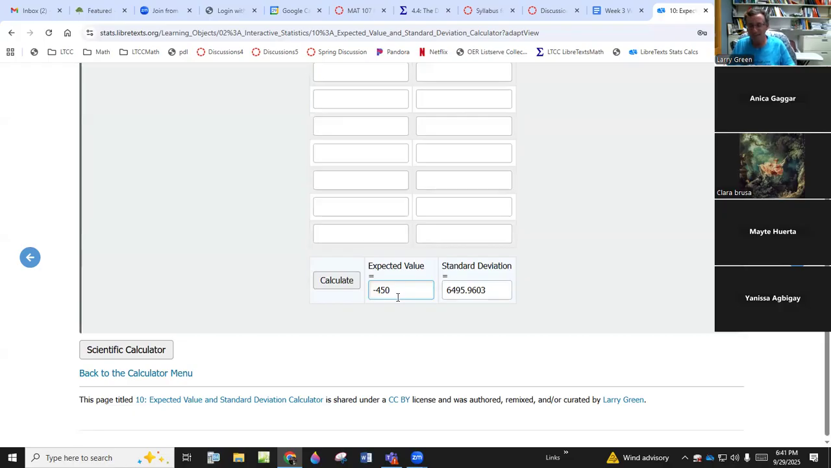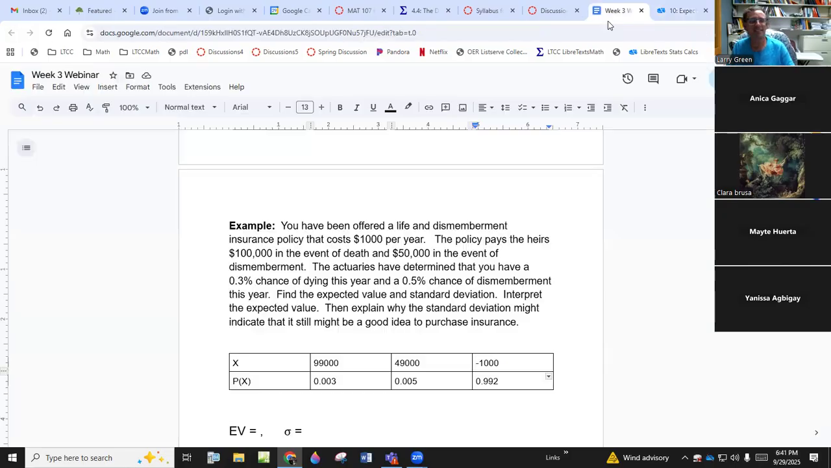So let me tell you this, if you hope that a whole lot of money will come in for your family, you need to go to a psychiatrist because that means you want to die. That's not okay. You buy life insurance hoping that it doesn't happen. So just so you know, you should never want to die. Okay, so let's go on.